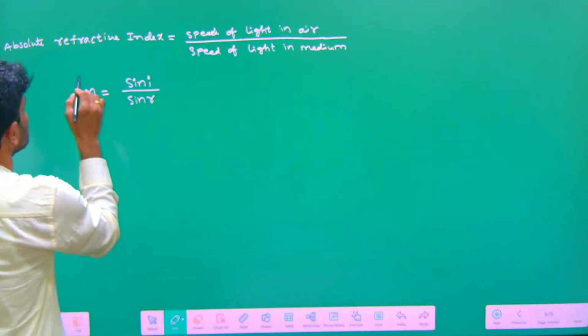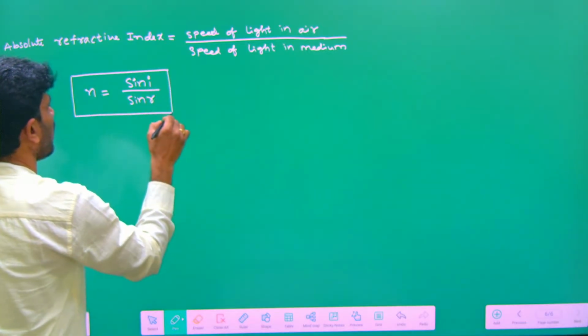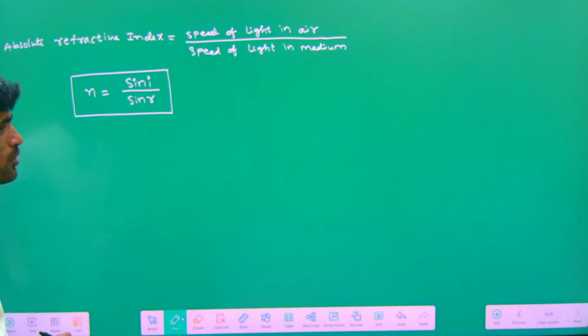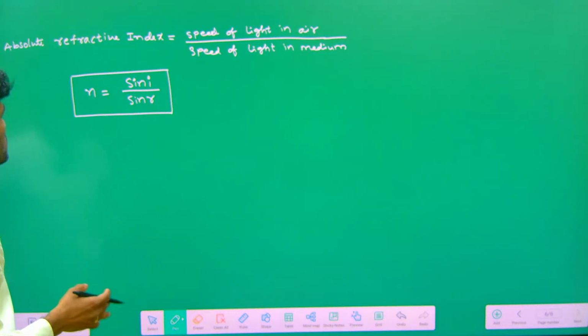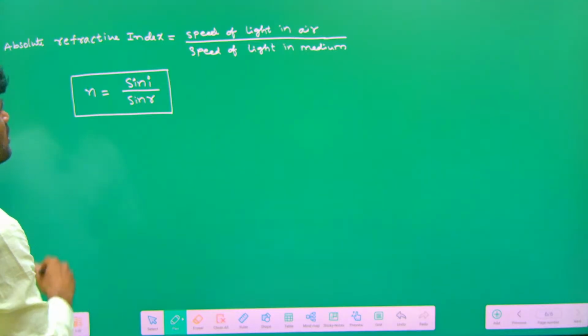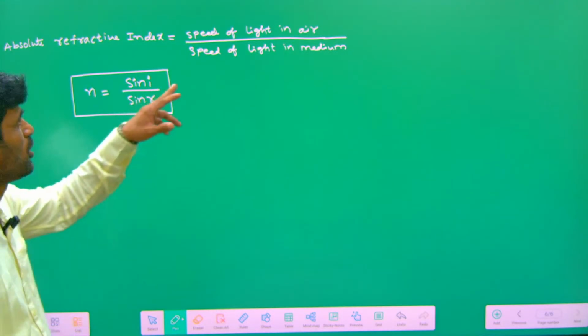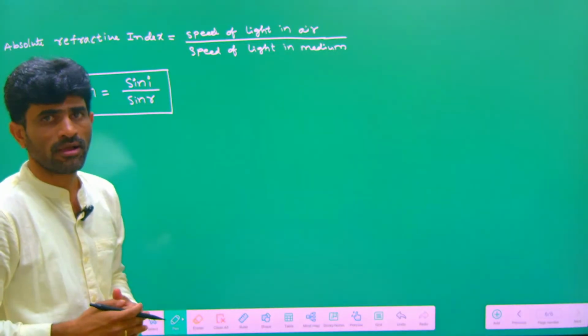This is always a constant ratio. The sine of the angle of incidence to the sine of the angle of refraction is always constant. That is the refractive index. That is the second law of refraction also. So this is one more important formula to remember related to refraction. So one is the speed of light in air by the speed of light in the given medium.